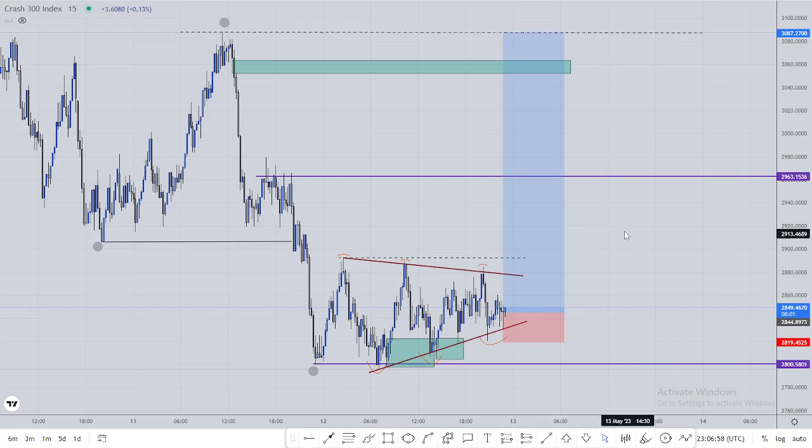So Crash 300, this is a very beautiful opportunity. I like what is happening, the formation of these higher lows and these lower highs.